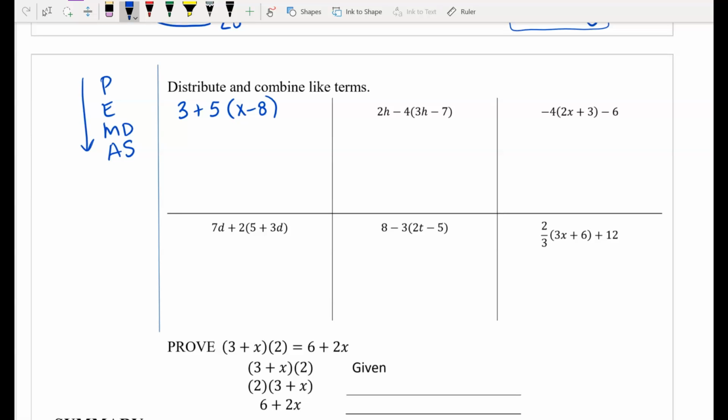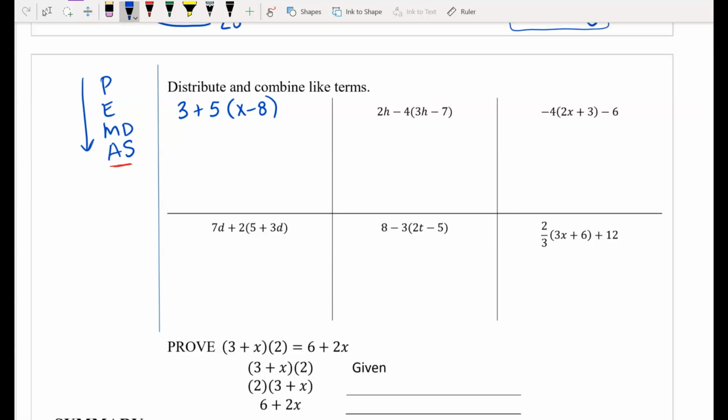There's no exponents, so the next thing would be to multiply or divide. This 5 is multiplied by the group, so I have to distribute before I can combine like terms. Now, a mistake that a lot of people make is they say, well, let me add this 3 plus 5, which is 8, and then distribute the 8. But the reason you can't do that is because of the order of operations. Addition and subtraction is the last thing that you do.